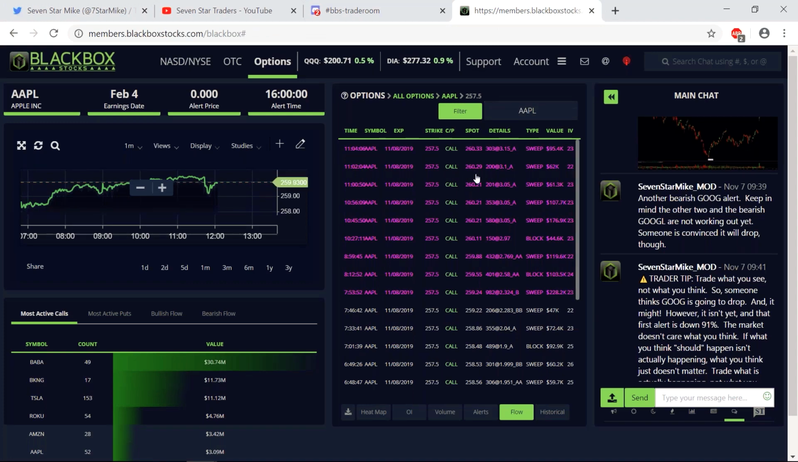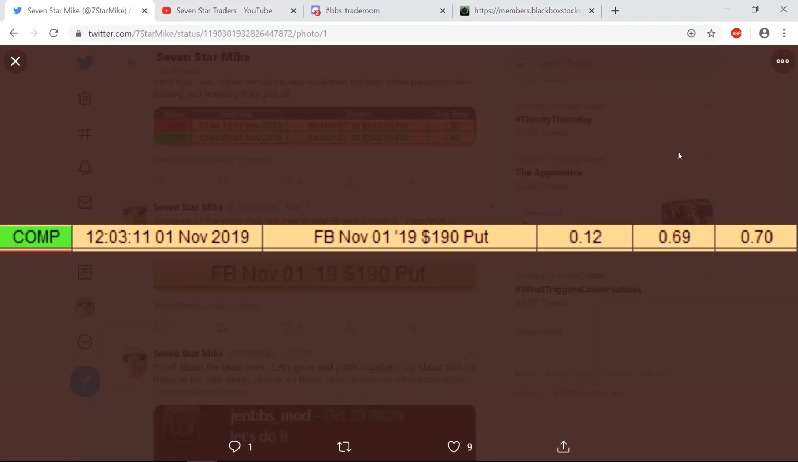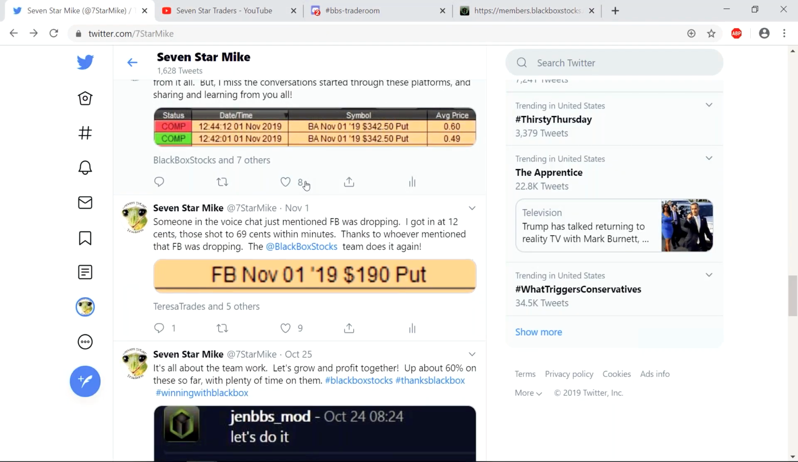So one of the things I love about BlackBox is it's such a large community. There's so many people watching different tickers that I didn't have Facebook on my screen at the time. And yet someone mentioned it in the chat room and I was able to pull it up and make that monster trade.